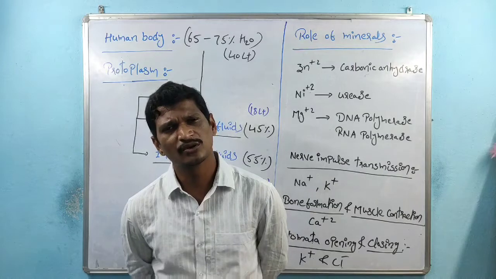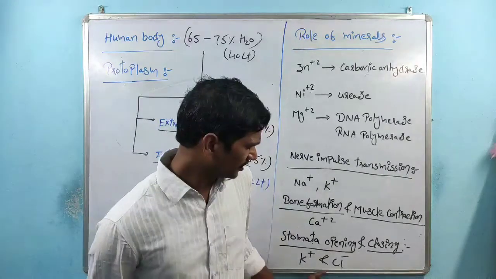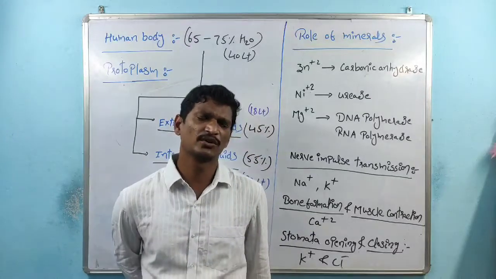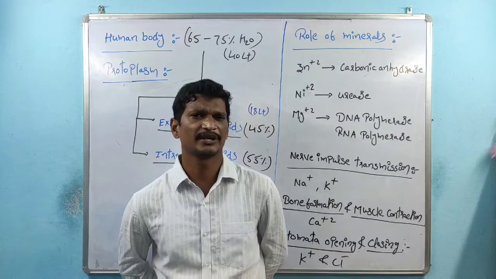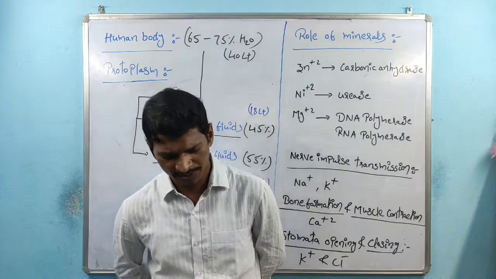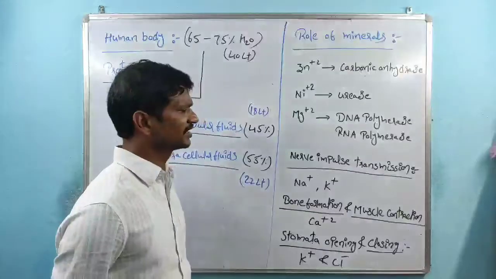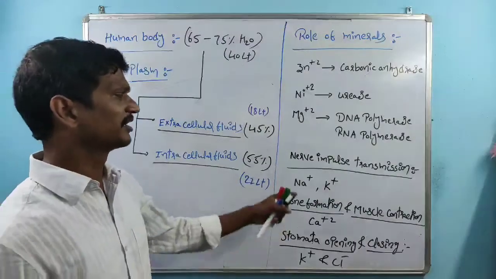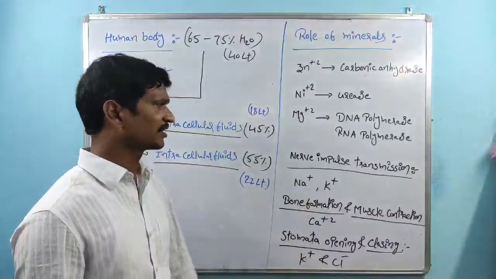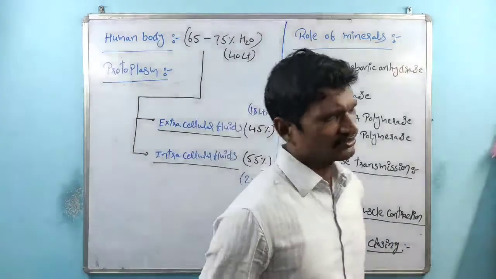That opening and closing of stomata is controlled by some of the minerals: potassium ions and chloride ions. The pumping of potassium ions and the pumping of calcium ions support the opening and closing of the stomata. So these are the general examples. I thought most of the students already know about these mineral functions. See, the role of minerals in the activation of enzymes.